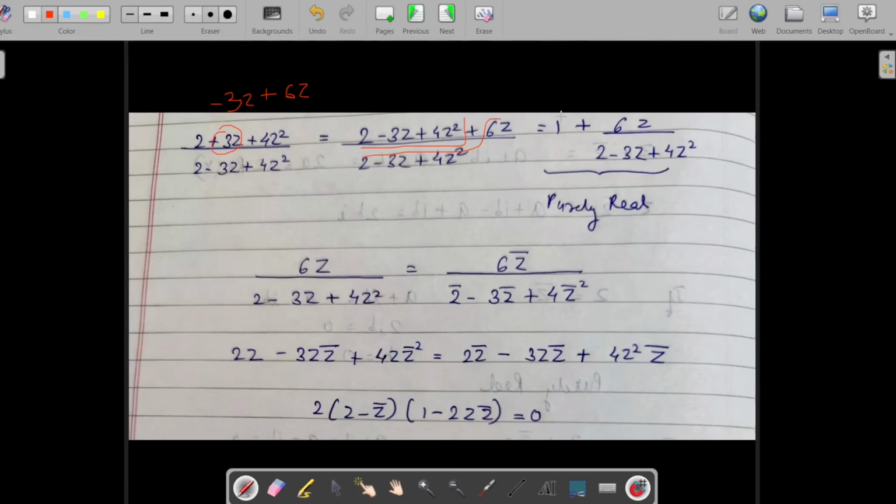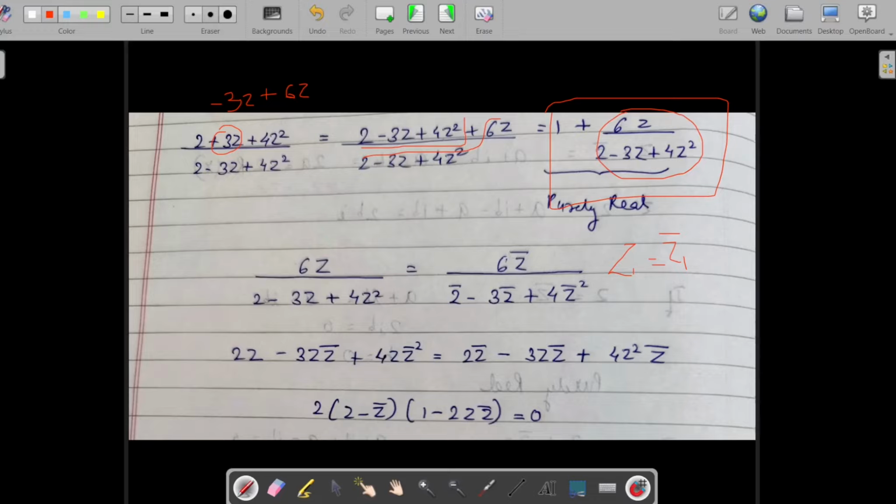Now 1 is purely real, so just leave it. We will focus on this part. 6z upon 2 minus 3z plus 4z square also has to be purely real for this entire thing to be purely real, because 1 is already purely real, so this quantity has to be purely real. So whatever complex number this is, let us call it z1. So for z1 to be purely real, z1 bar has to be equal to z1. So z1 is basically this term 6z upon 2 minus 3z plus 4z square, and its entire bar.